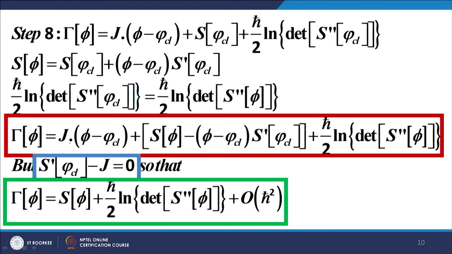So, that being the case, we make these substitutions, and when we make the substitutions we find that j minus s dash phi has a common factor of phi minus phi classical, but s dash phi minus j is equal to 0. So, both these terms will vanish, and what we are left with is s phi plus h bar by 2 and then this log term. So, that is exactly what we wanted to establish.